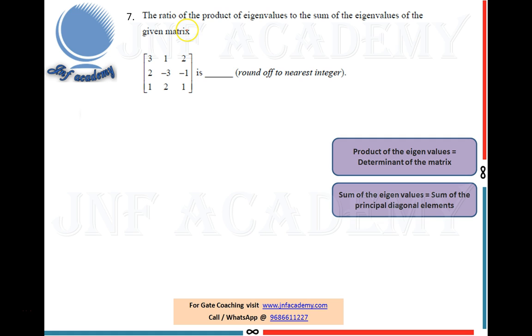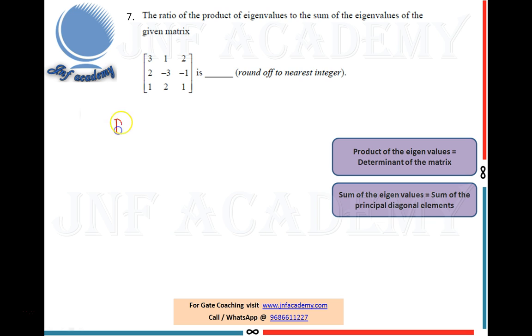Next question. Find the ratio of the product of eigenvalues to the sum of the eigenvalues of the given 3 by 3 matrix. It is a very simple question. Here I use the properties of eigenvalues. The product of the eigenvalues is equal to the determinant of the matrix.